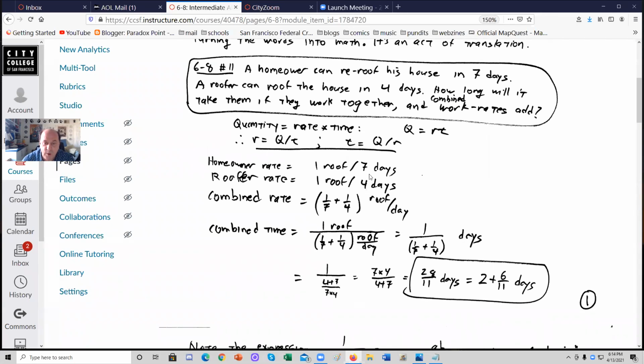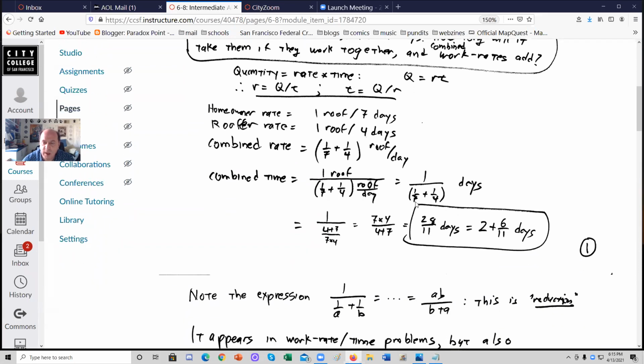Now the homeowner's rate is 1 roof in 7 days, and the roofer's rate is 1 roof in 4 days. So the combined rate, assuming that the combined work rates add, is 1/7 plus 1/4 of a roof per day. And the combined time is quantity over combined rate. So 1 roof by 1/7 plus 1/4, so 1 over 1/7 plus 1/4. The reciprocal of the sum of reciprocals. All right, so you do some cross multiplying, flip it upside down: 28 over 11 days, that's 2 6/11 days.